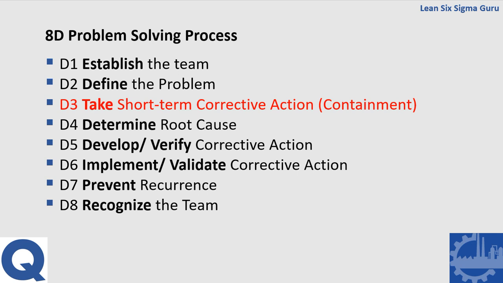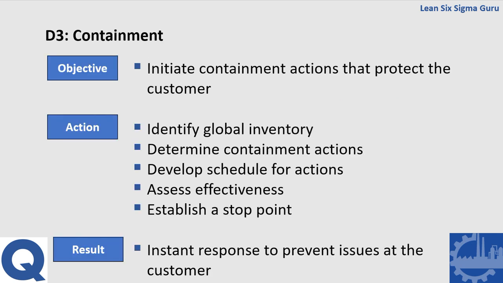After establishing a team, and after working to precisely and concisely define the problem, we move to step D3, which is to take short-term corrective action, which is better known as containment action. When doing containment action, we have an objective. That objective is to initiate containment actions that protect the customer.